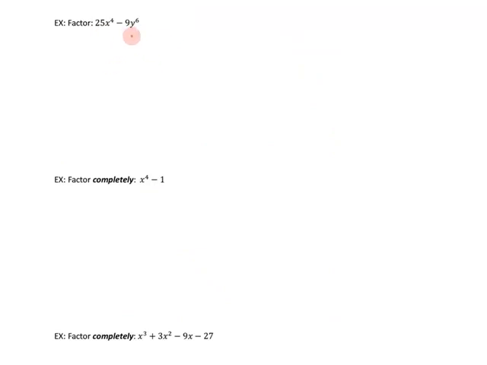25x to the fourth minus 9y to the sixth. Okay, again, none of our techniques from the previous sections apply here because we have only two terms. The first question to ask is, can we factor out a common factor? There are no numbers that I can divide into 25 and 9, so no there, and x and y, there are no common variables to these two. So the next thing I ask is, can I write this as something squared minus something squared? Now let's try it out.